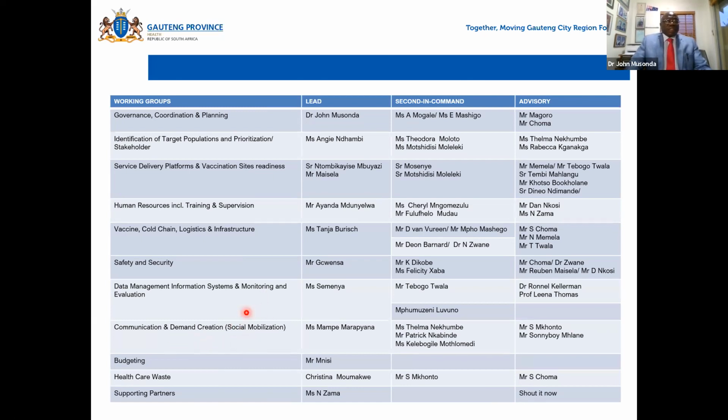Communication, demand creation, this is the essence of vaccination. We need to mobilize in such a way that we create demand, and we are doing that quite efficiently together with the city of Ekurhuleni, and also working with the support of the province and the Premier's office. The communication is streamlined in such a way that all the myths are addressed. It's a big, big project, and we want everybody obviously to be involved.